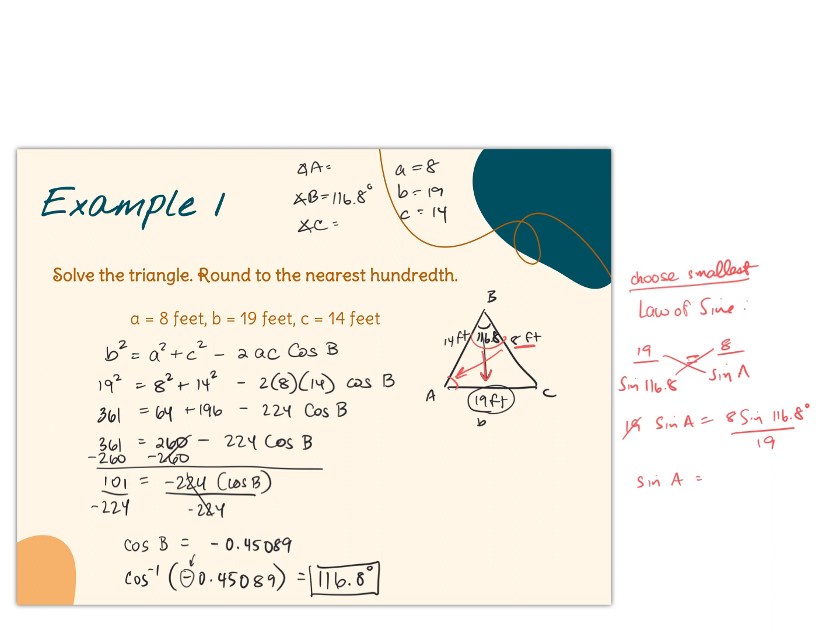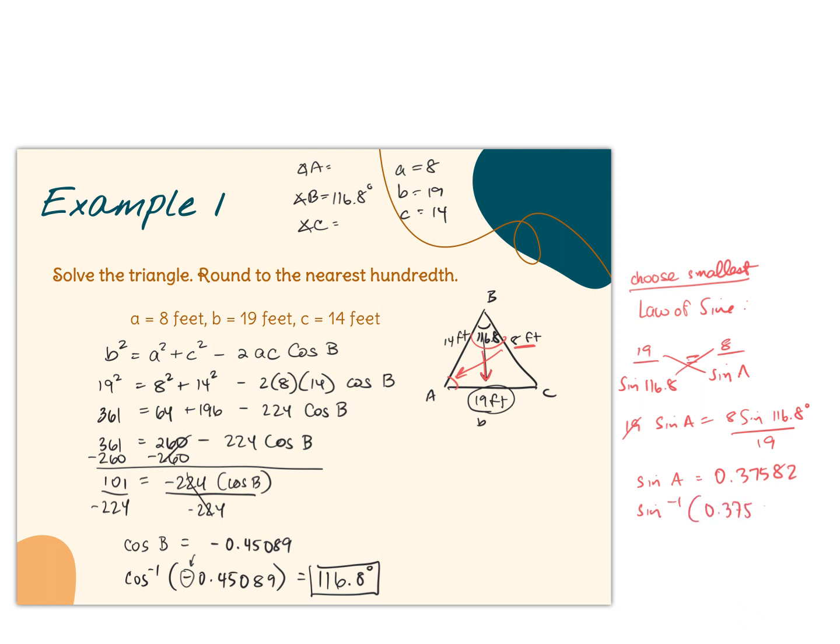So again, I'm going to do 8 times the sine of 116.8 degrees. Make sure your calculator is in degrees and not radians for this, and I'm going to divide by 19. And I'm going to get the sine of A equals 0.37582. And then again, I'm looking for the angle, so I'm going to have to take the inverse of that value.